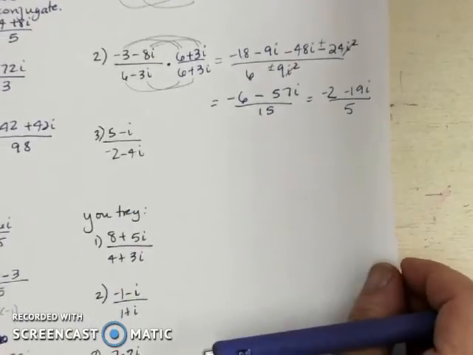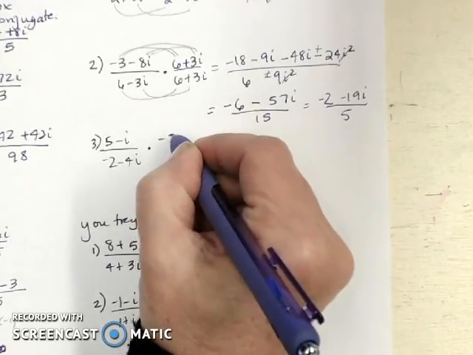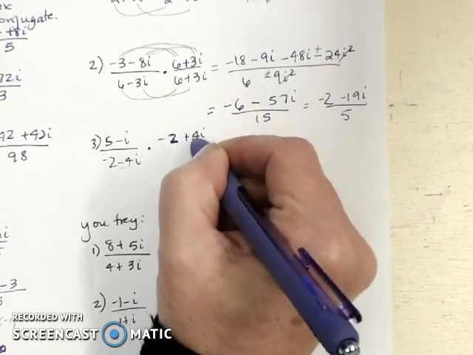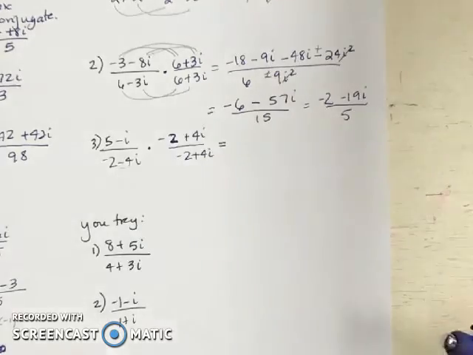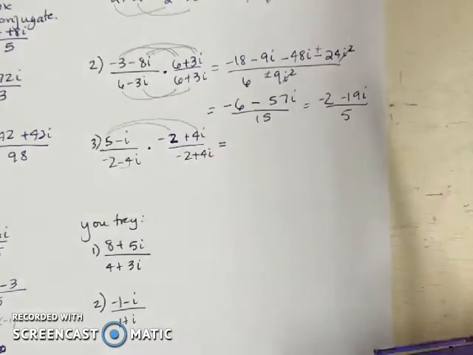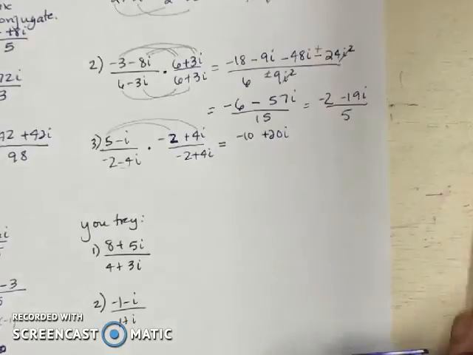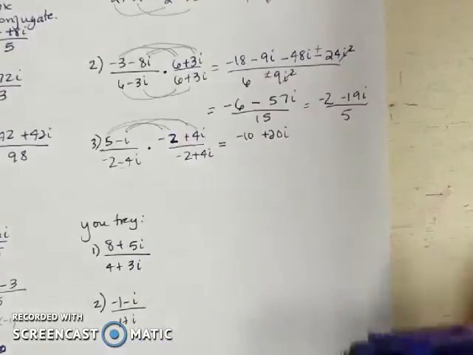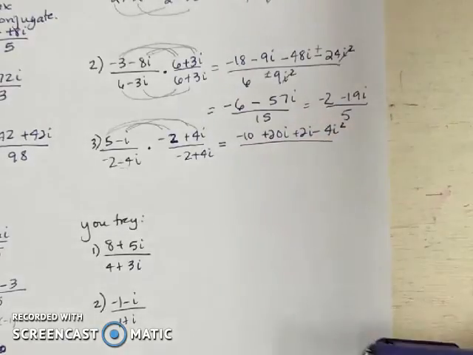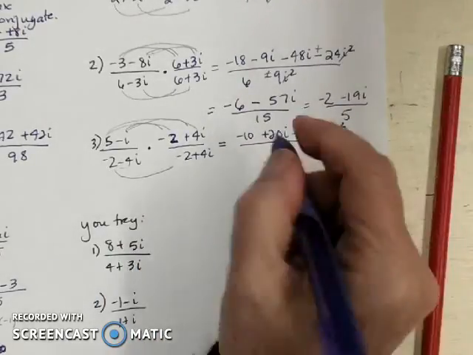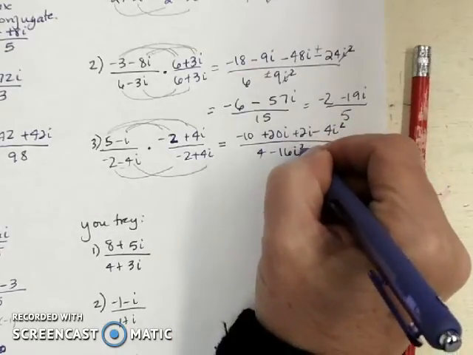Looking at number 3, same thing. Multiply by the complex conjugate. You're only going to change the sign on the imaginary part. And we're going to do our distributive property here. Gives me negative 10 plus 20i. And our distributive property here gives me a positive 2i and a negative 4i squared. In the denominator, that's going to give me a positive 4. And then I multiply here and get a negative 16i squared.